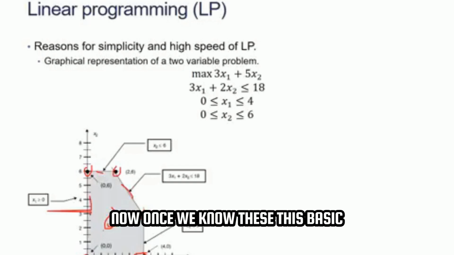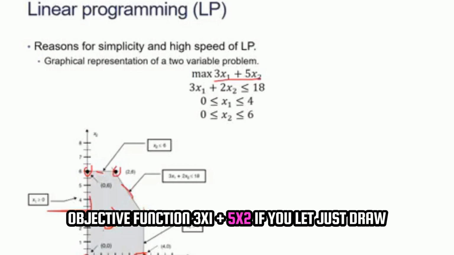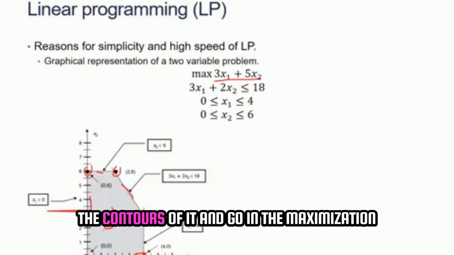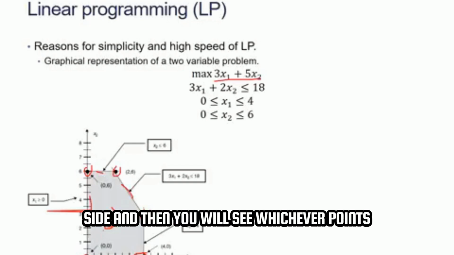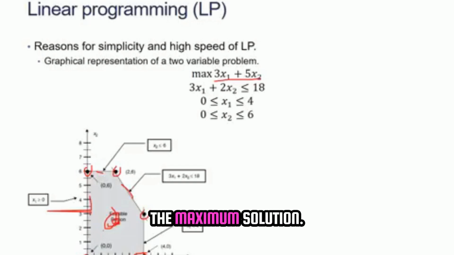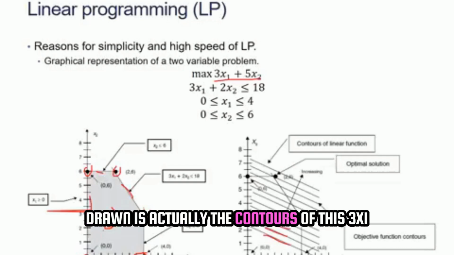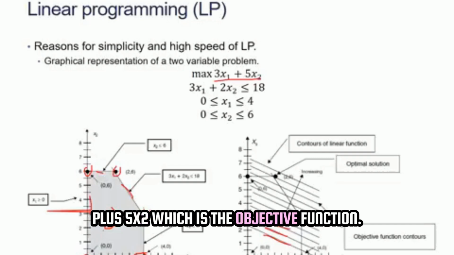Now, once we have this basic understanding that the solution always lies on the corner points, and we know that we want to maximize this objective function 3x1 plus 5x2, if you just draw the contours of it and go in the maximization direction, you will see that whichever point comes last in that direction will be the maximum solution. So for example, this line that I have drawn is actually the contour of this 3x1 plus 5x2, which is the objective function.